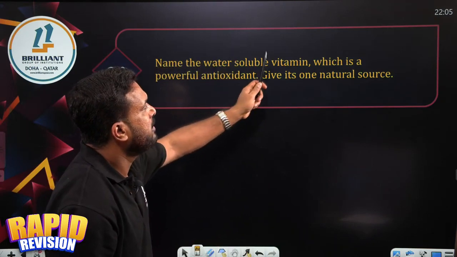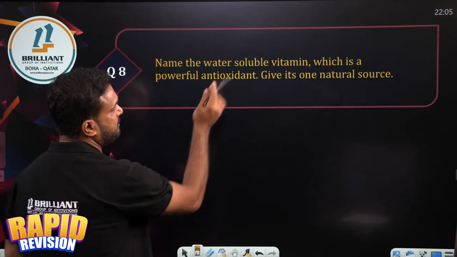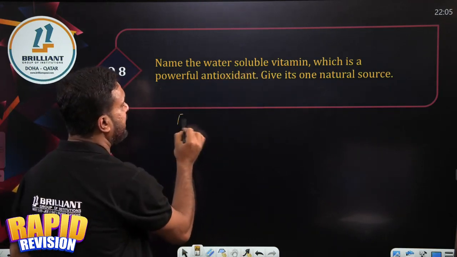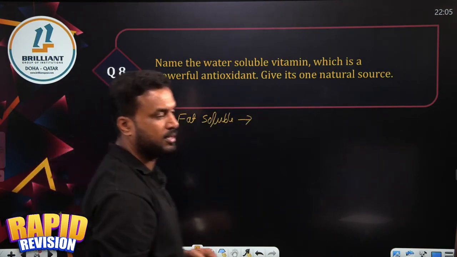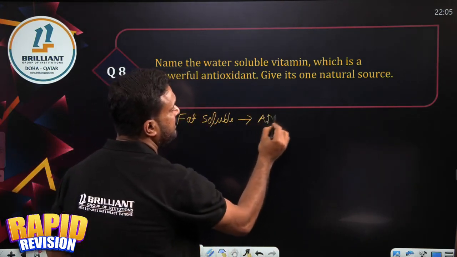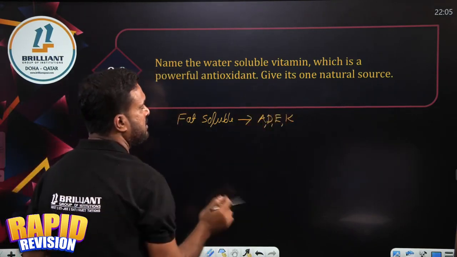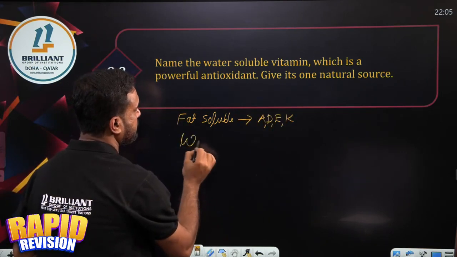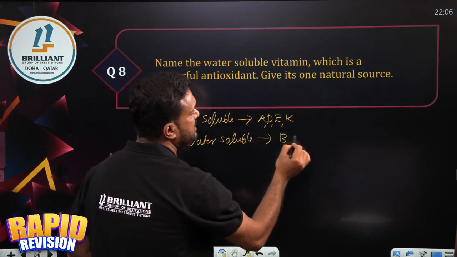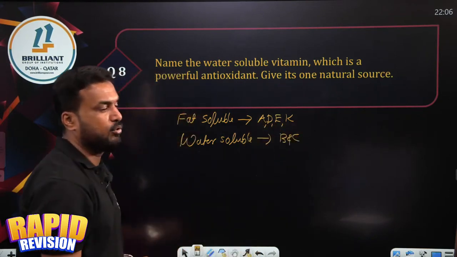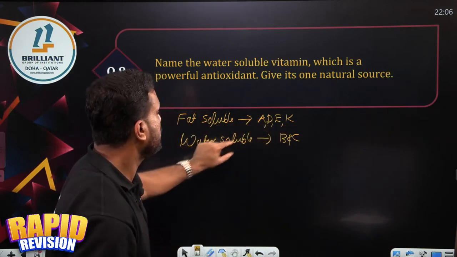Name the water-soluble vitamin which is a powerful oxidant. We have two categories of vitamins. Fat-soluble ones: which are they? A, D, E, and K. Keep in mind, ADEK, you can remember easily. Then water soluble means the remaining ones, B and C. Fat soluble means A, D, E and K. Water soluble is B and C.